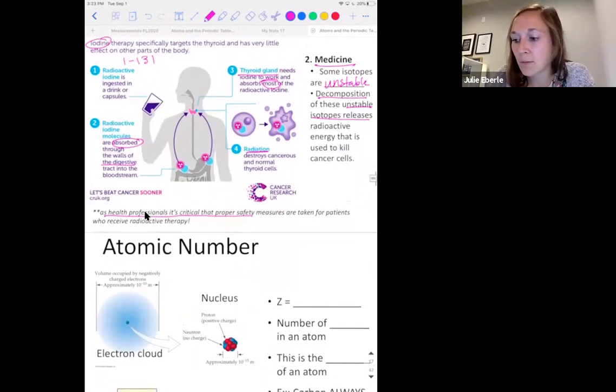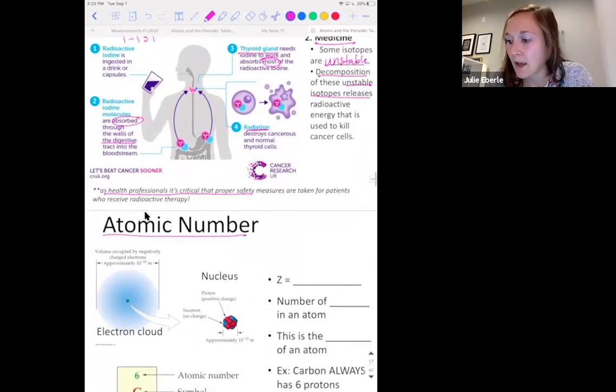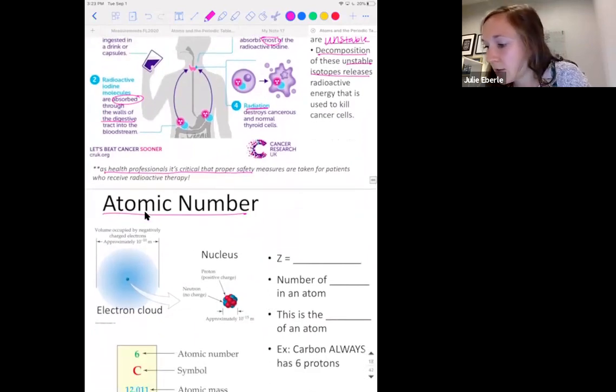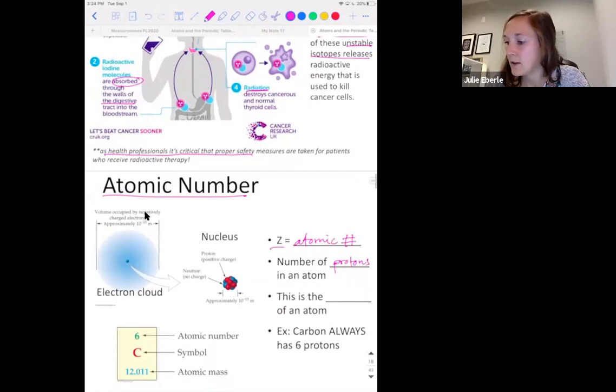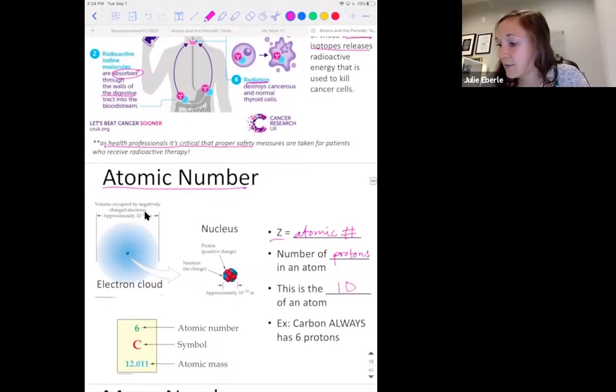The first property of an atom is called the atomic number. And this is just the number of protons. So we abbreviate it with a Z. I didn't come up with this, I promise. Z is the atomic number, and this is the number of protons in an atom, okay? This is the identity. We said that. It's the identity of an atom. The number of protons identifies that particular atom.